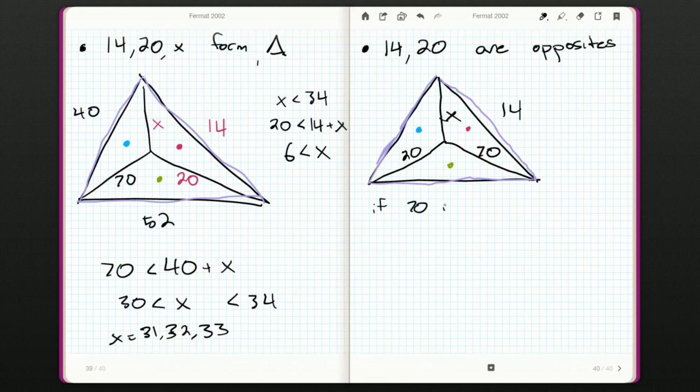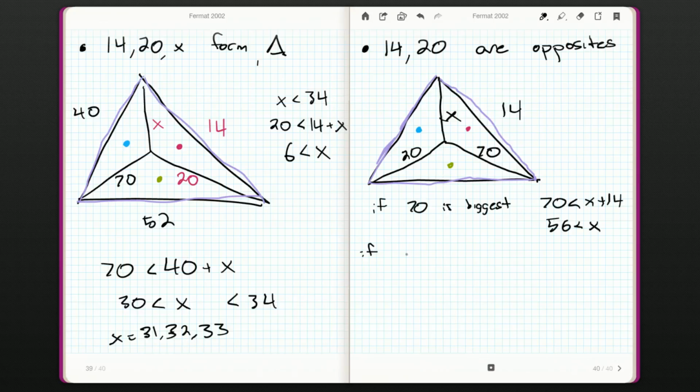If 70 is biggest, then 70 is going to have to be less than x plus 14. And that means that x is going to have to be greater than 56. Okay, that's possible.